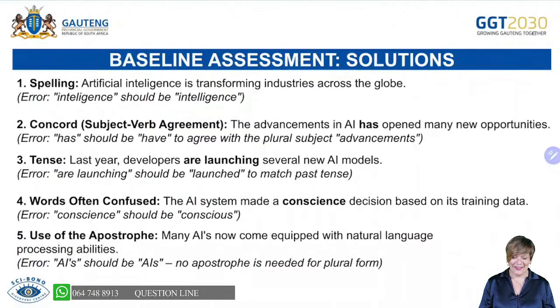Let's see. The fifth one was the use of the apostrophe. You will see that many AIs, and when you put an AI and then an apostrophe S, now come equipped with natural language processing abilities. But I'm sure you know, there shouldn't be an apostrophe because we never ever use an apostrophe when making a plural form.